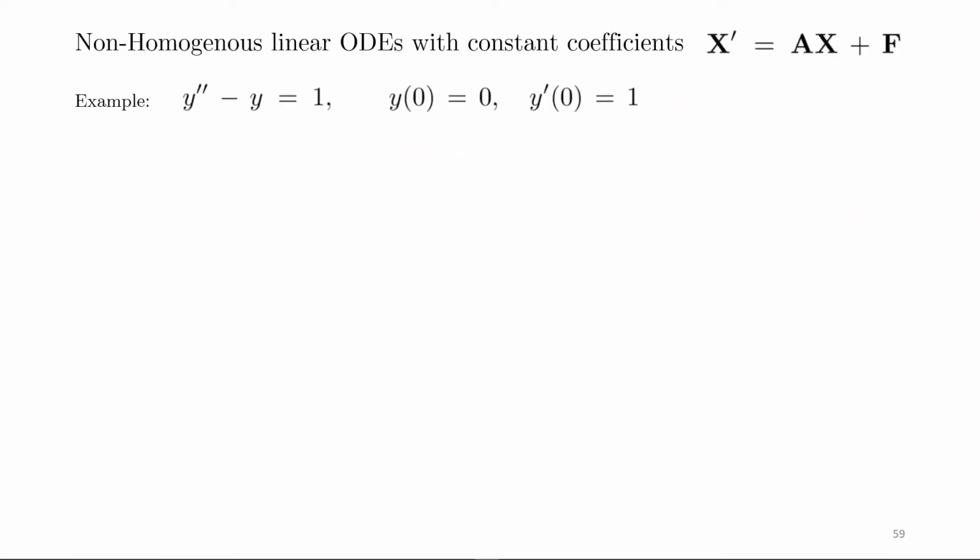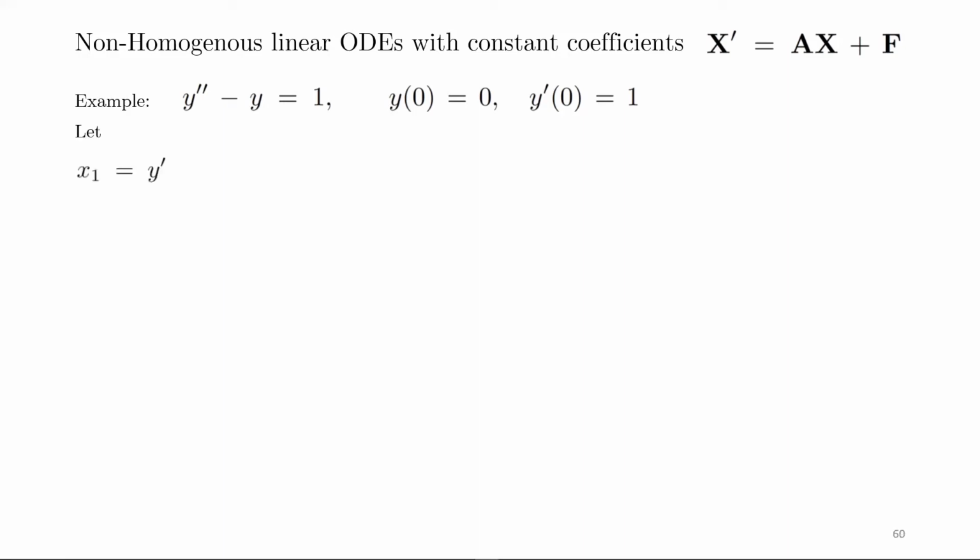Maybe we can just go through one example of a constant non-homogeneous vector, where f is equal to some constant. So we have an initial value problem here. It's a second order linear initial value problem. So we have y double prime minus y equals 1 with two initial conditions.